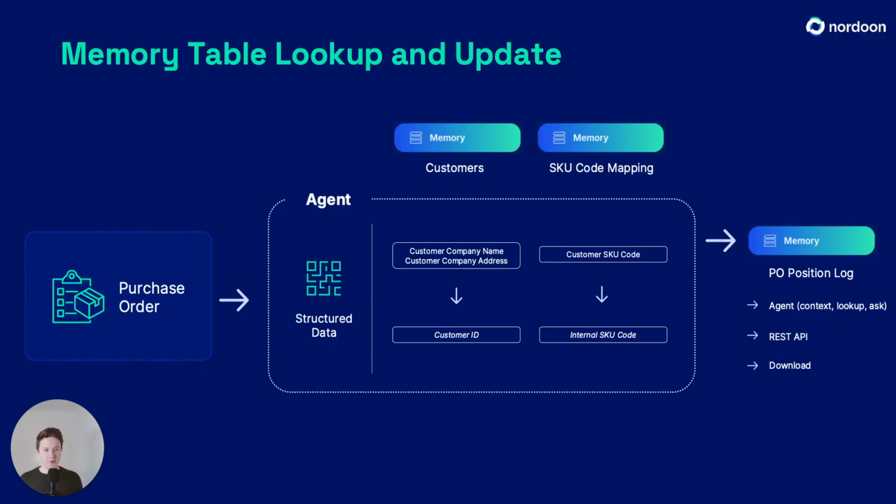And we also want to map the customer SKU code to our internal SKU code, and do this based on the memory tables that we have already prepared. And finally, we also want to insert all the positions on the purchase order into our PO position log, which can then later be also used in other agent processing or accessed via REST APIs or downloaded.